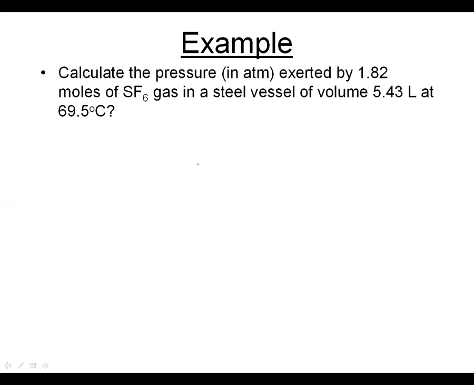All right. So again, here, just like any other gas law or gas problem, let's just pull out the information. In this particular case, we are looking for a pressure. They did give us moles, which is n, 1.82. They did give us a volume, which is 5.43 liters. They gave us a temperature, which is 69.5 degrees Celsius. So again, here we see we have a pressure, a volume, moles, temperature, just one of each of those. Again, not usually given to you.